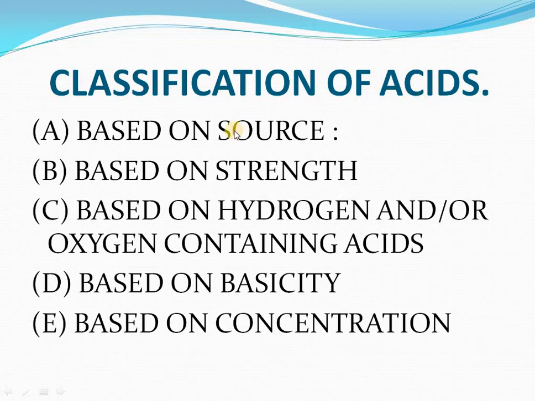Let us start with the classification now. We can classify on the basis of source, that is, from where we are getting the acid: whether from our body, whether a living organism is producing it, or we are producing it in the factory. Second is strength. Strength means how much dissociation or ionization takes place. We will discuss in detail. Then based on hydrogen content, hydrochloric acid contains H and Cl, H2SO4 contains H, S and O. Next is basicity, which we are also going to discuss, and then classification based on concentration. Let us discuss one by one.